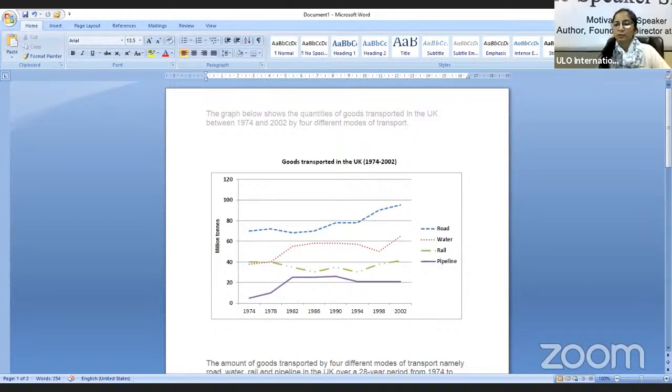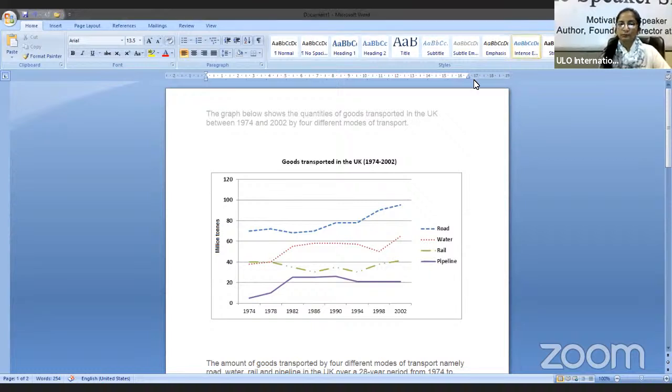So today we are going to start our writing task 1, that is a graph. As you know, in writing task 1, we are asked to describe or illustrate any given chart, any bar graph, line graph, or any diagram or picture. So today we are going to do writing task 1. So here is the task.